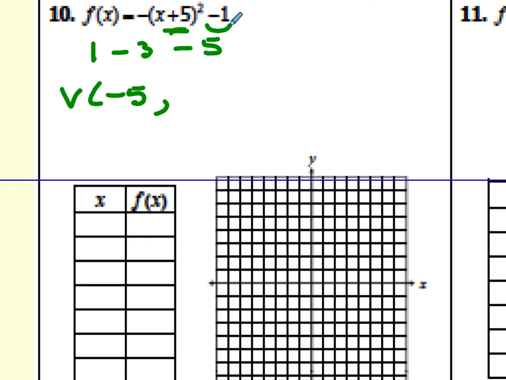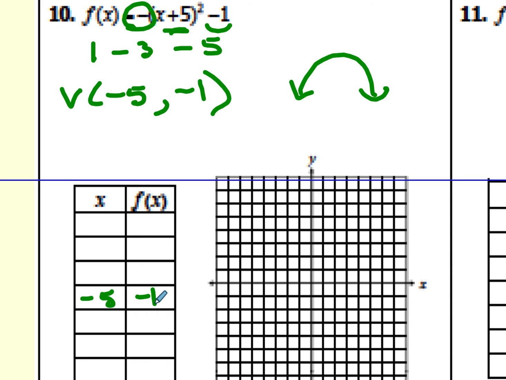And then, am I adding or subtracting from the quadratic? Negative 1. Which way does my parabola go? It's opening down. So that means I'm going to be going negative 1, negative 3, negative 5 when I graph those other points. Okay, so I know my vertex is at negative 1. Now with my x's, I'm going to go negative 6, negative 7, negative 4, negative 3.